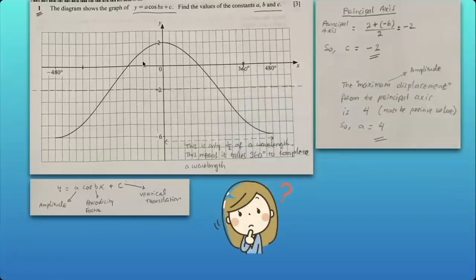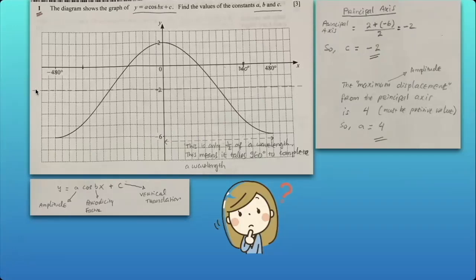Because this is no longer the principal axis, as you can see, the horizontal center of this function has been moved. This is how we find the shifted principal axis. We find the maximum value, which is 2, and we find the minimum value. We add them and divide by 2. Therefore, this is now the principal axis, so C is equal to -2.